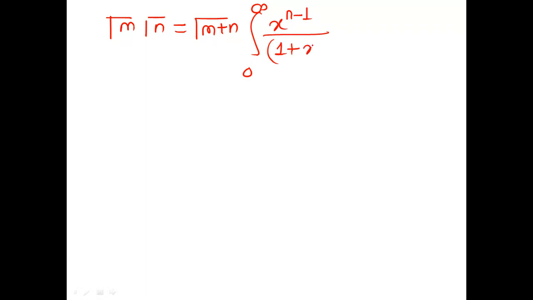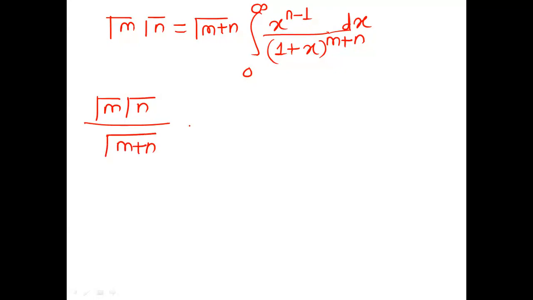So we have gamma of m, gamma of n is equal to gamma of m plus n, which is constant, and then integral 0 to infinity of x to the power n minus 1 upon 1 plus x raised to power m plus n. Now take this to the left hand side: gamma of m into gamma of n upon gamma of m plus n. Now look at the term left. According to the third property of the beta function, this is nothing but beta of m, n.